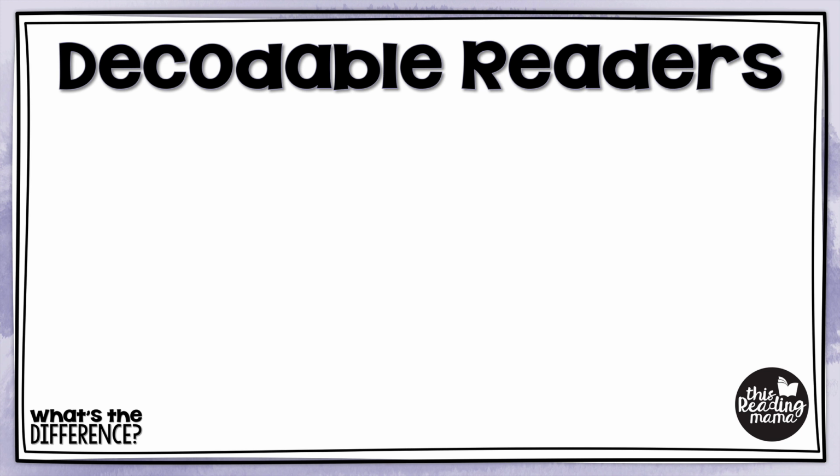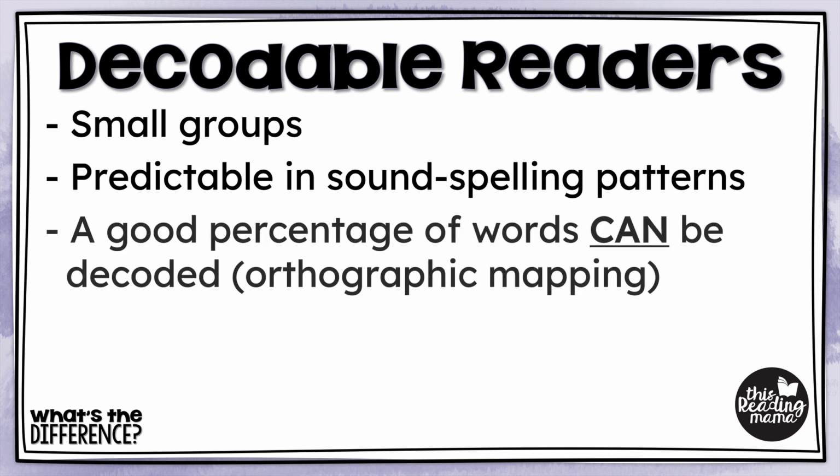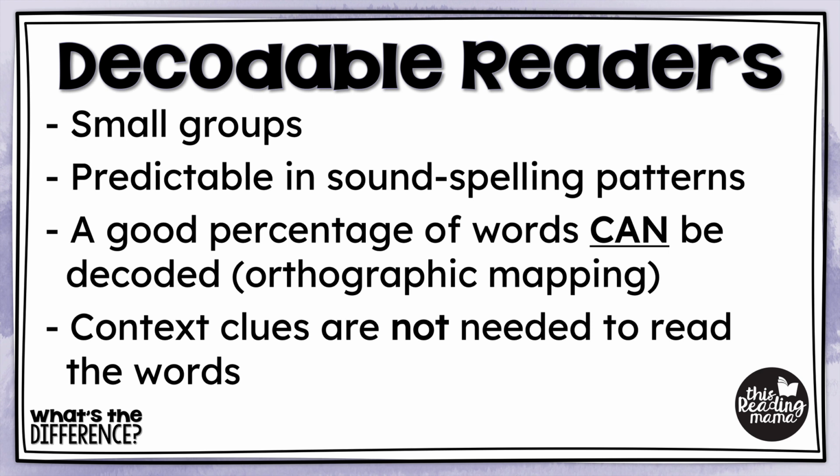Another option is using decodable readers. Decodable readers are best used in small groups based on learners' needs, although they can be used in a whole group setting. Instead of having predictable sentences or sentence patterns, decodable readers focus more on using predictable sound spelling patterns. This means that a good percentage of the words can be sounded out or decoded. This allows our readers to engage with orthographic mapping from the very start. And also because of this, context clues are not needed to read the actual words.